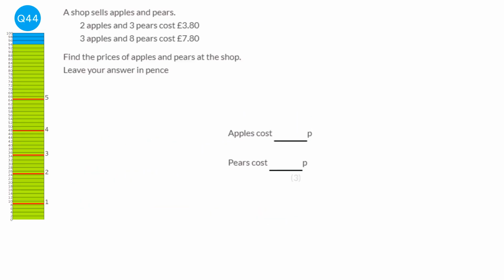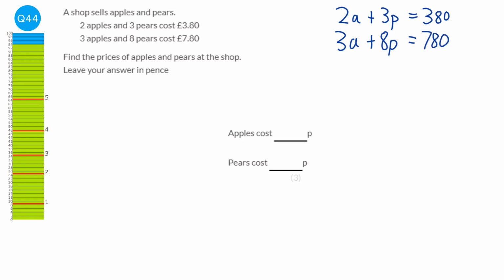So this question is a simultaneous equations question, and so we're going to have to write down some equations. It says 2 apples and 3 pears cost £3.80. So 2 apples, I'm going to call it a for the price of an apple, plus 3 pears, so 3p, cost £3.80. Now I'm going to do this as 380 just because it's easier to work with integers rather than decimals. And it says 3 apples, so 3a, plus 8 pears costs £7.80 or 780 pence.